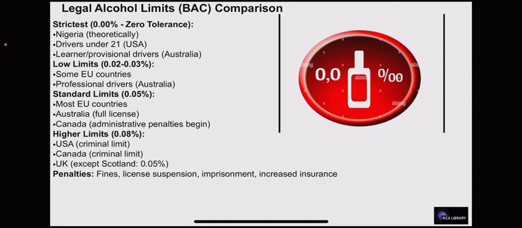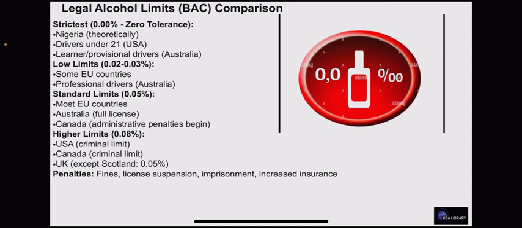So in comparison, the strictest is 0.00%. That is 0%, zero tolerance. Where we have situations like Nigeria, theoretically, as it is stated, though we can't say if it is practical enough, but theoretically Nigeria is very strict when it comes to legal alcohol limits.